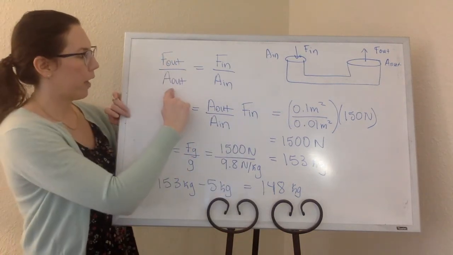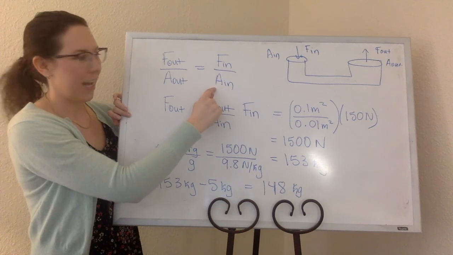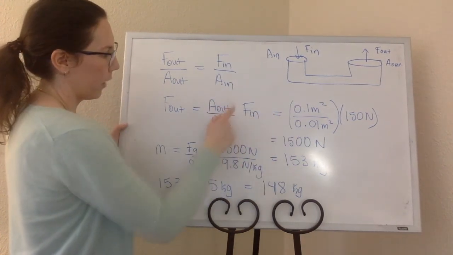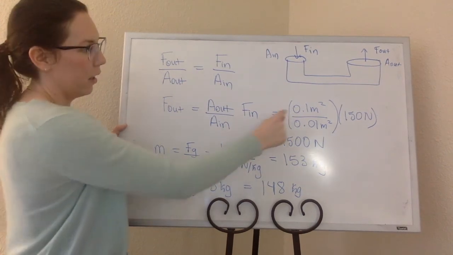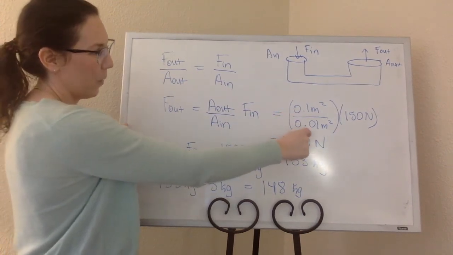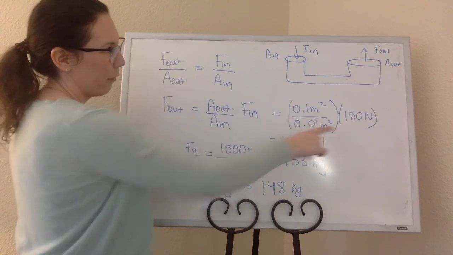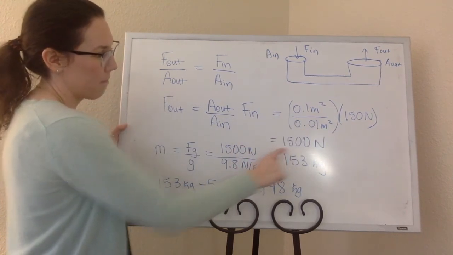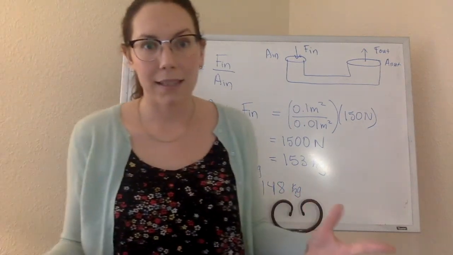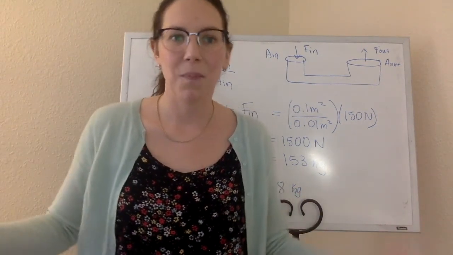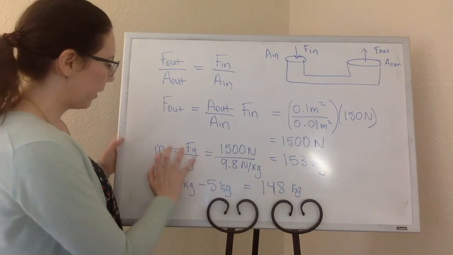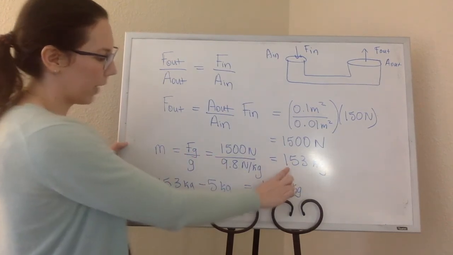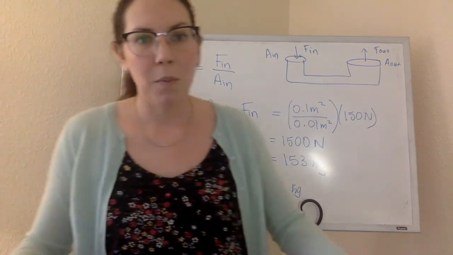So F out over A out equals F in over A in. Rearranging for the output force, we have the ratio of the areas times F in. So 0.1 over 0.01 meters squared times 150 newtons equals 1,500 newtons. And our question was, what mass can the chair possibly lift? So let's calculate this. We divide that by g to find the mass, which is 153 kilograms. And that's the total mass it can lift.